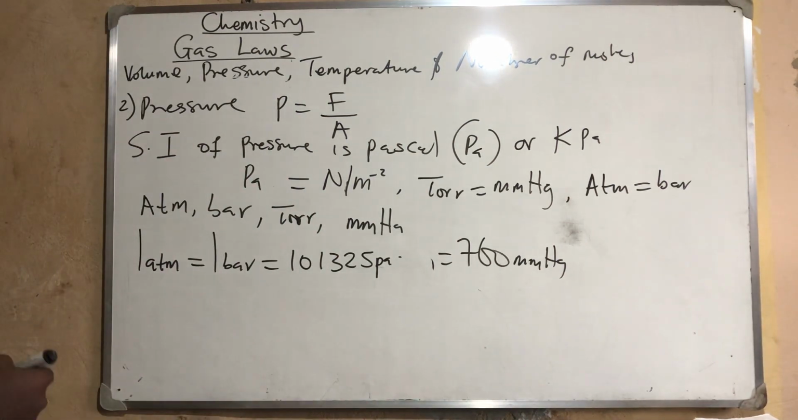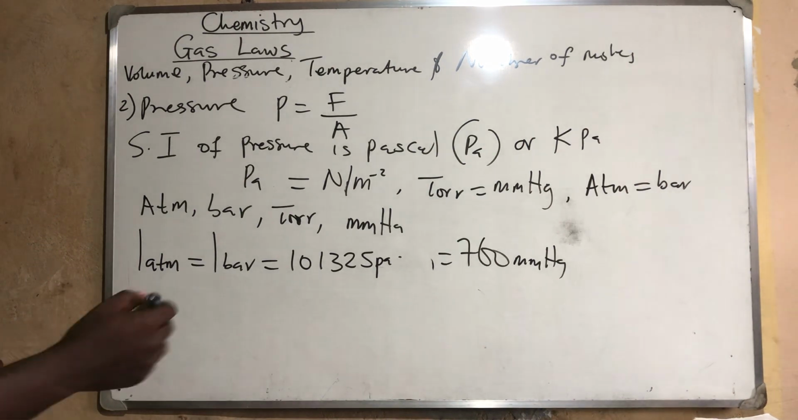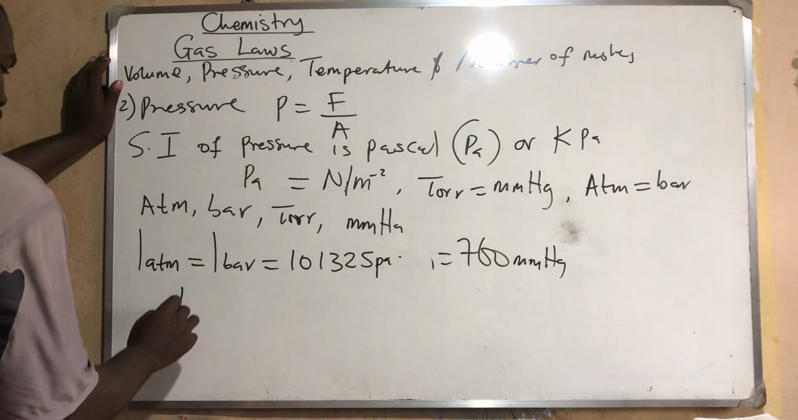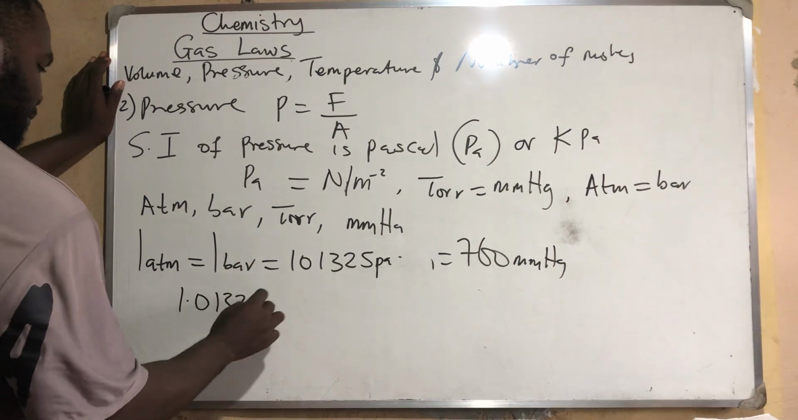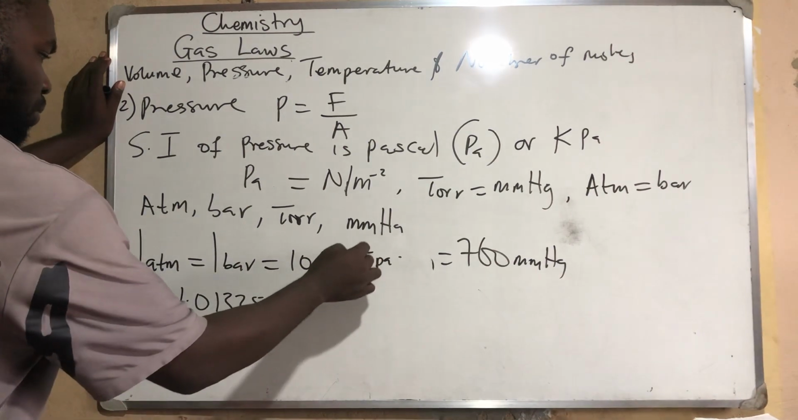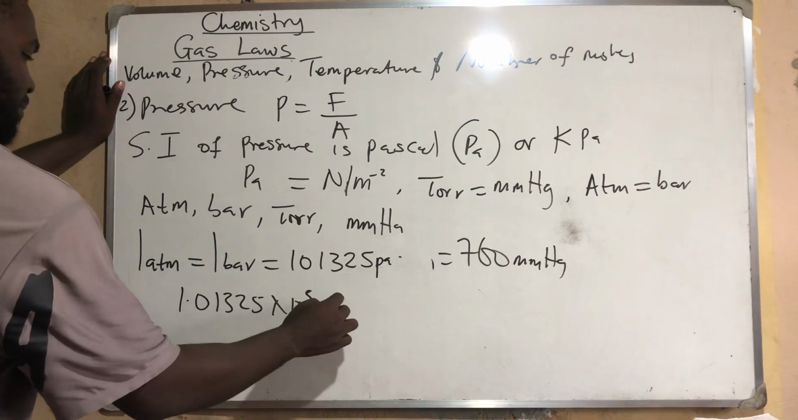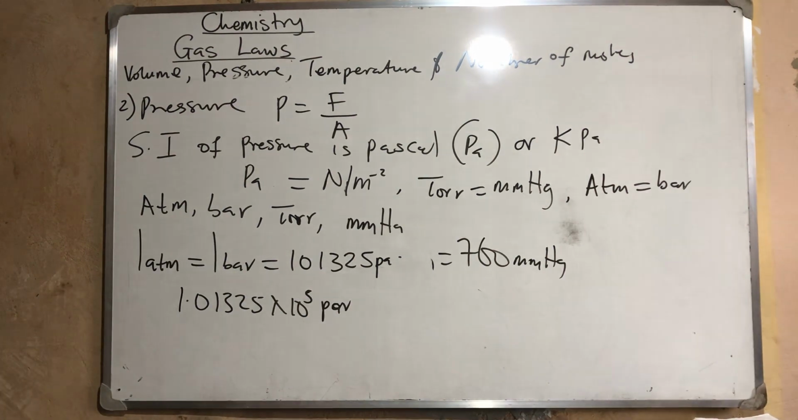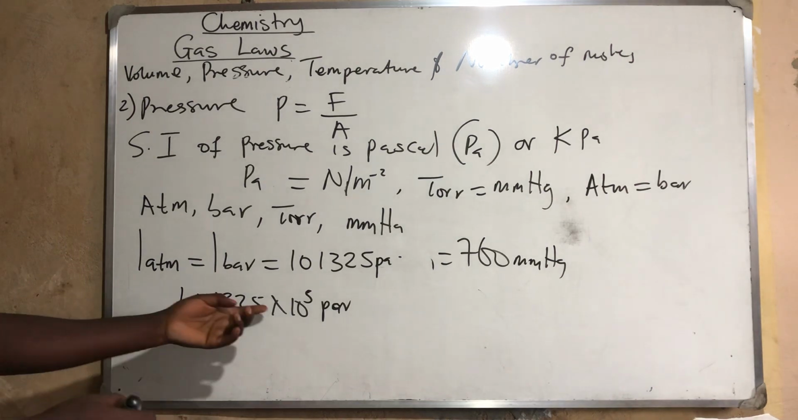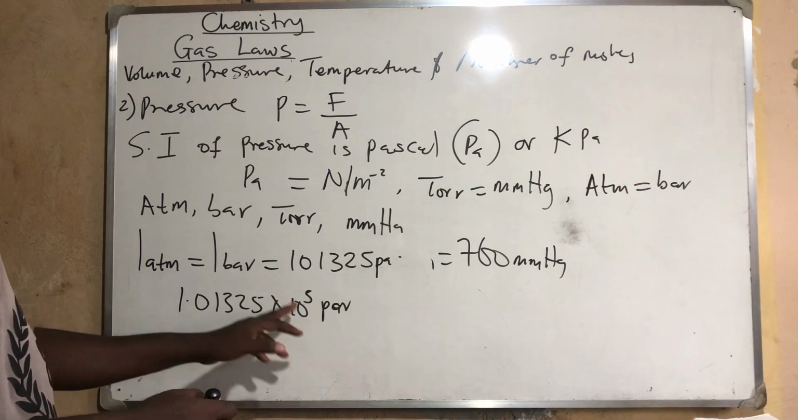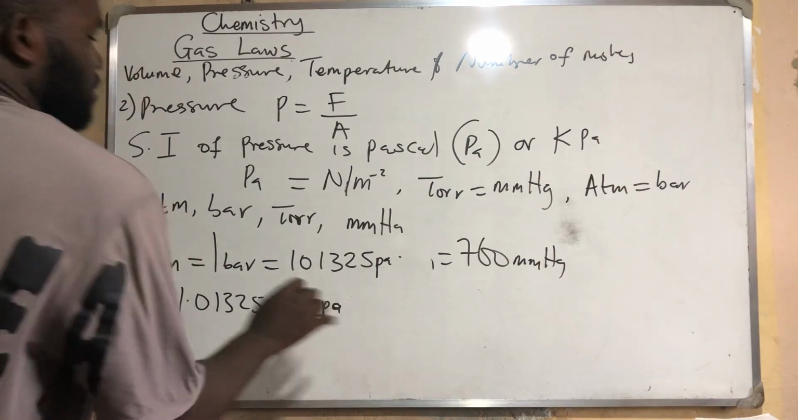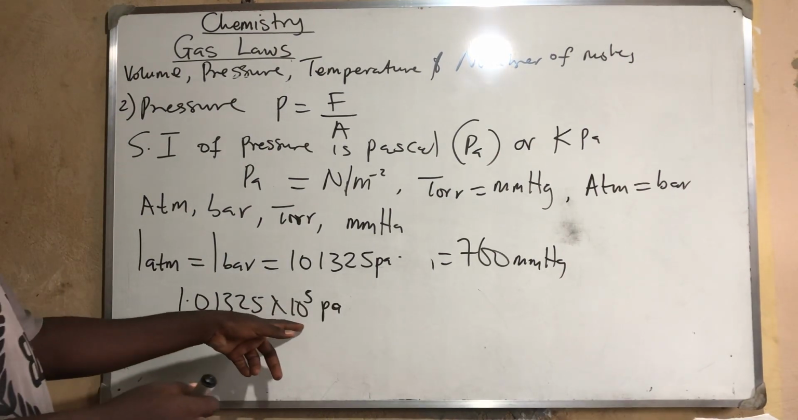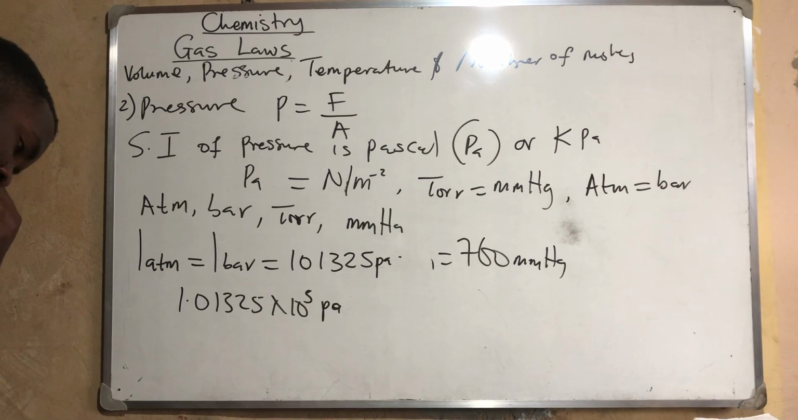PA. Right? Another thing is that sometimes if they don't want to write it like this, they write 1.01325 times 10 raised to power 5 Pascal. Sometimes they will ignore this because this is approximately one, and just write 10 raised to power 5 Pascal. It's the same thing. So these are little things you need to know.